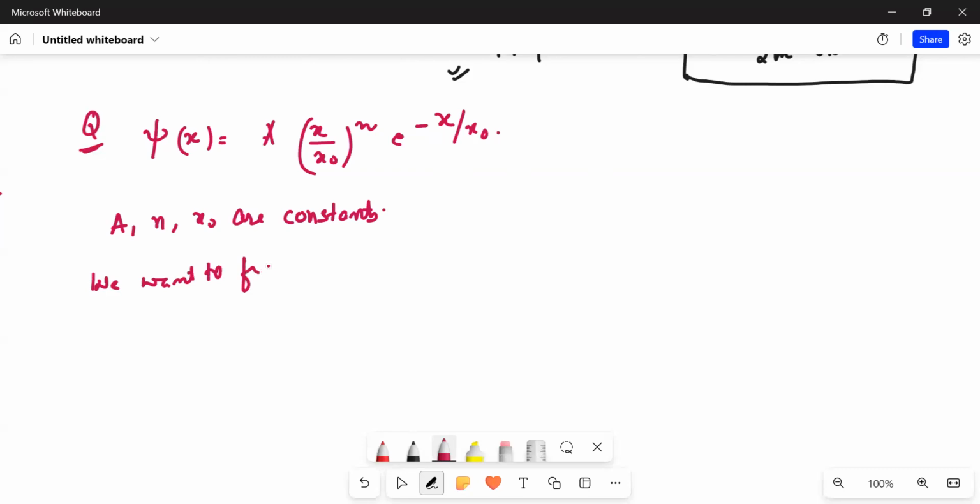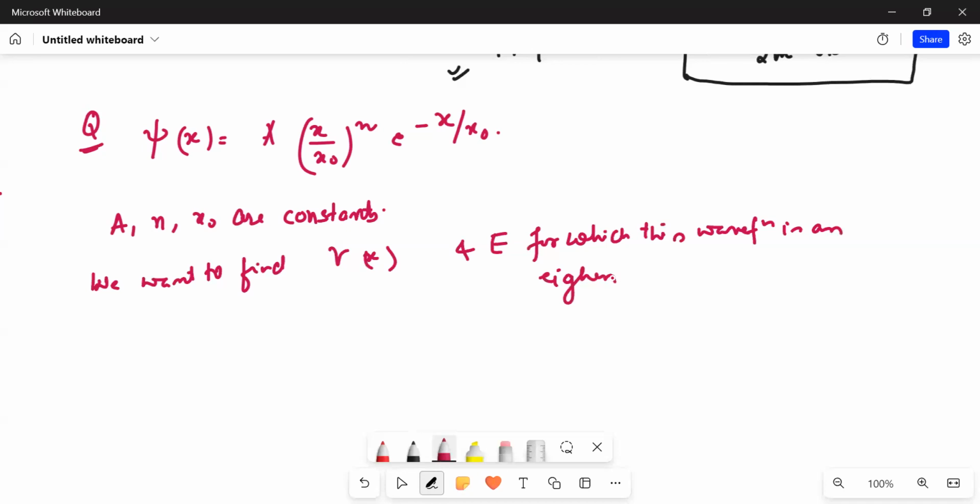We want to find V as a function of x, and energy E, for which this wave function is an eigenfunction. Eigenfunction of what? Eigenfunction of the time independent Schrödinger equation. We assume that the potential behaves such that as x tends to infinity, V(x) tends to 0.